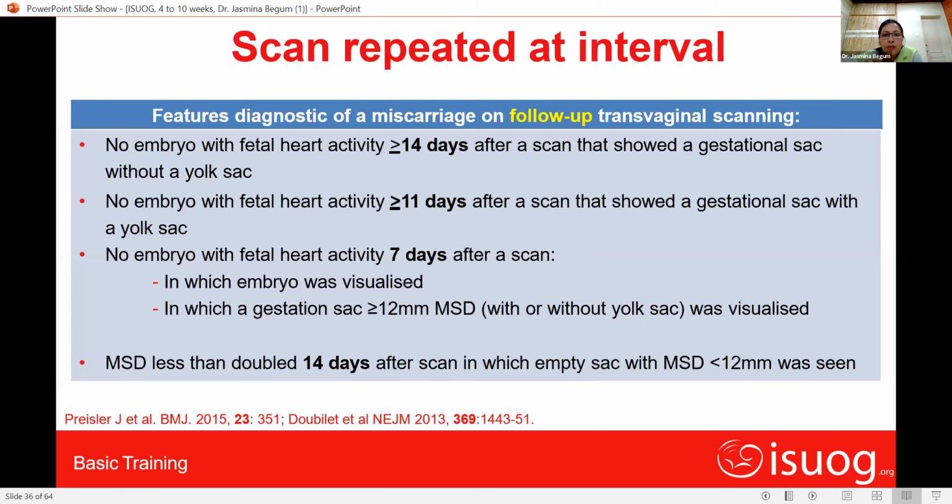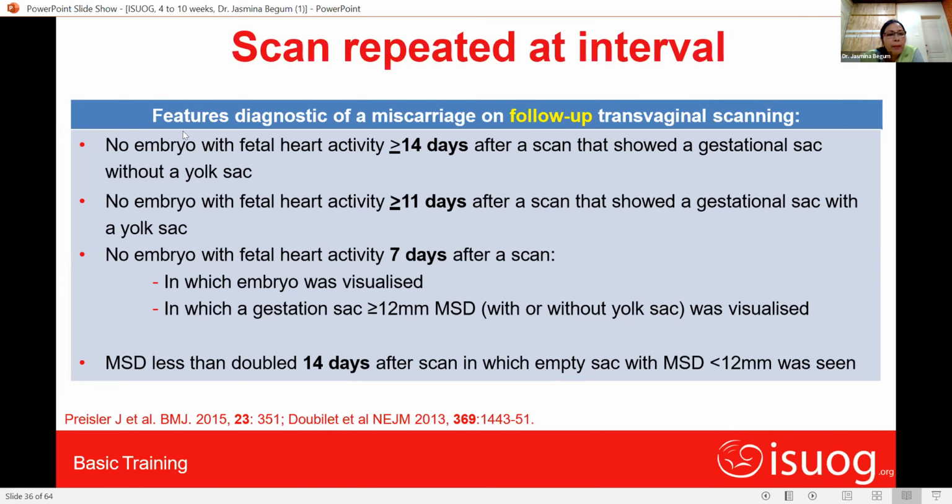Now, this is about when the initial scan is inconclusive and you are planning a follow-up scan, and what criteria will help us tell that this is a case of miscarriage. This is called the time-based criteria to diagnose miscarriage on follow-up transvaginal scan when the initial scan was inconclusive.